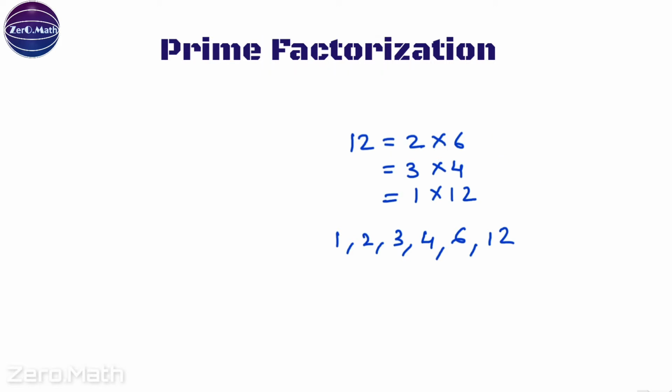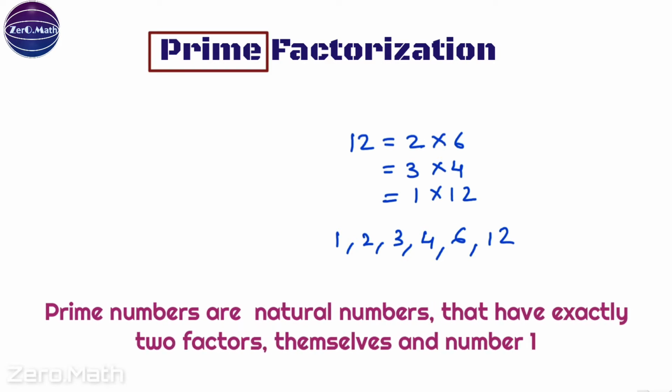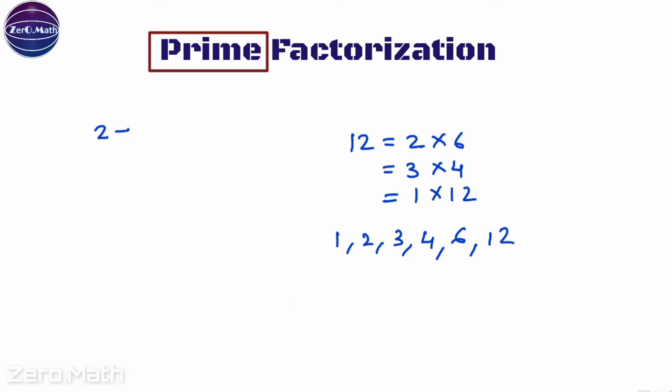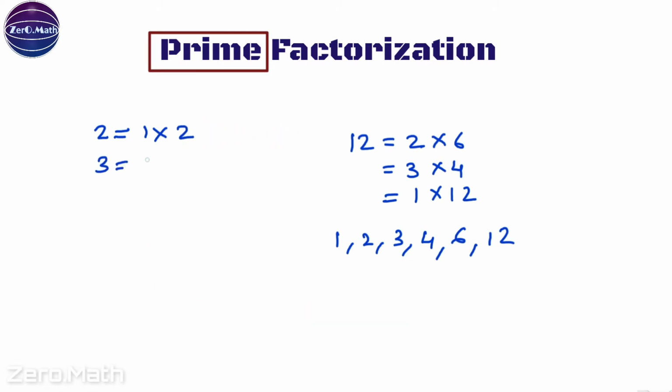Now let's understand prime numbers. Prime numbers are natural numbers which have only two factors, that is the number 1 and the number itself. For example, let's take number 2. Number 2 can be represented as 1 into 2, and this is the only way you can represent number 2. It has only two factors, 1 and 2. That's the reason number 2 is a prime number. Number 3 can be represented as 1 into 3, and that is the only possible way. That's the reason number 3 is a prime number.